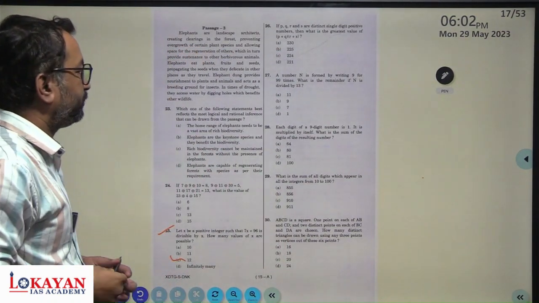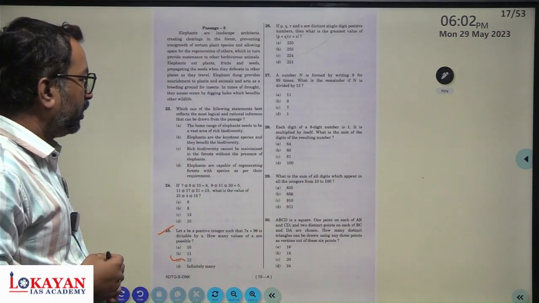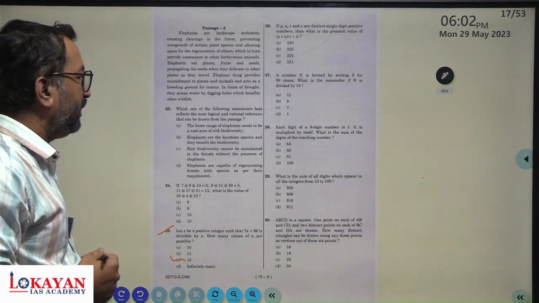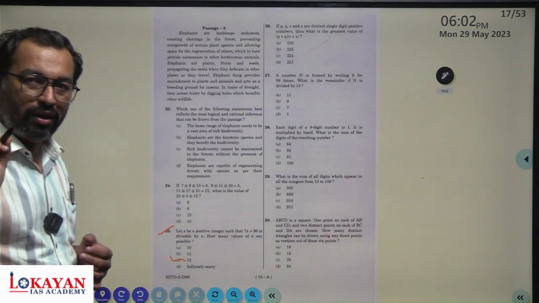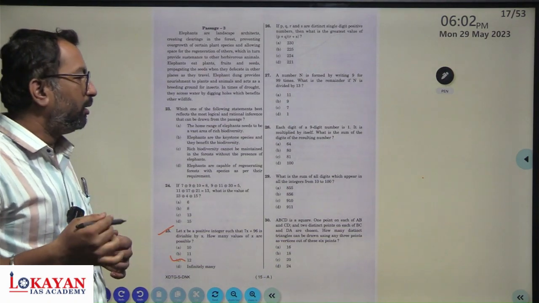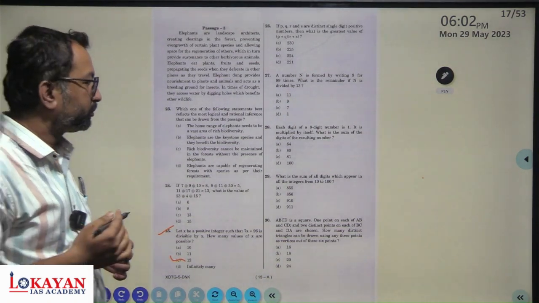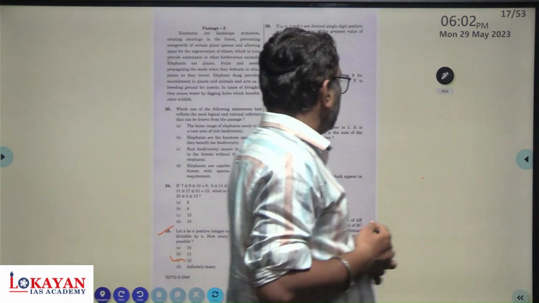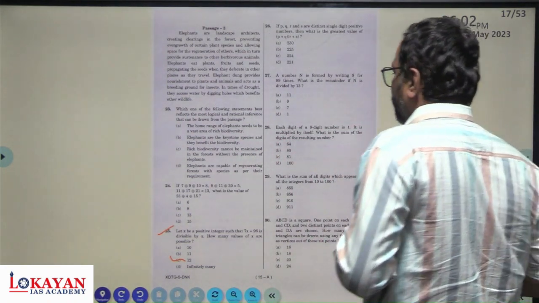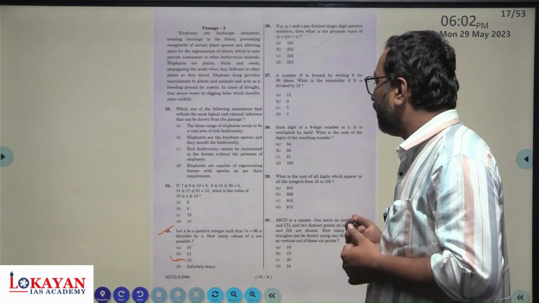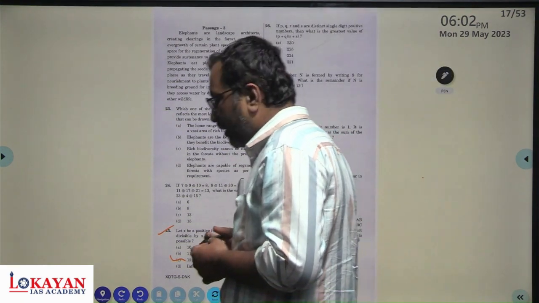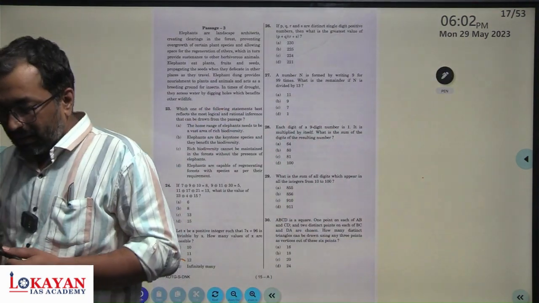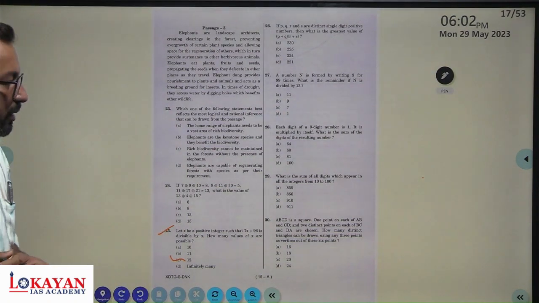Question number 28. Each digit of a 9-digit number is 1. It is multiplied by itself. What is the sum of the digits of the resulting number?